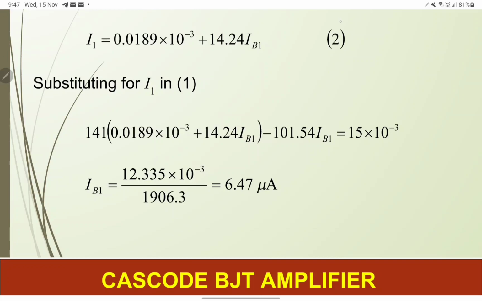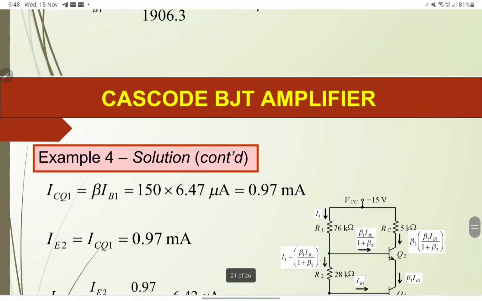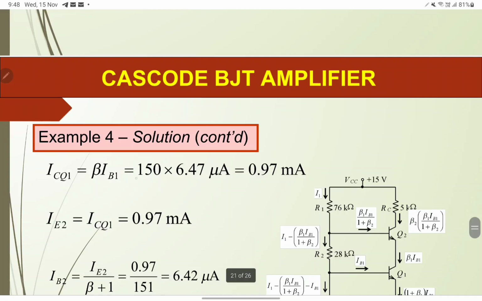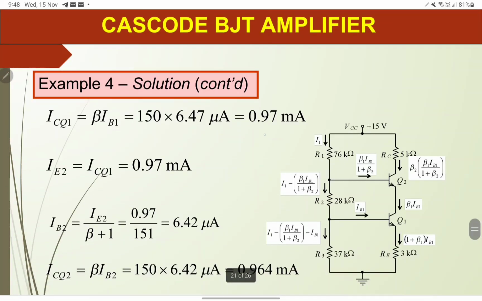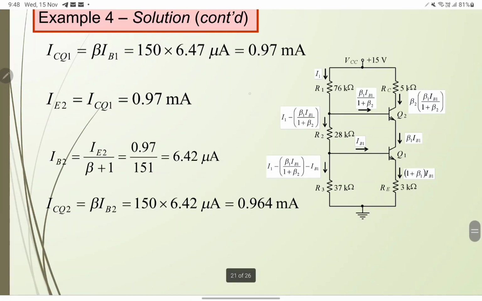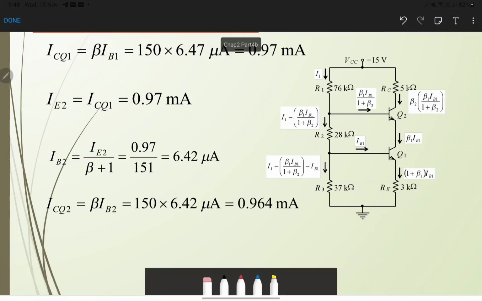So after you got the IB1, you can find and calculate the IC1. So IC1 equal to beta 1 IB1, and then you can get 0.97 milli. And then after getting the IC1, you can find the next stage, which is IE2. IE2 here equal to IC1. So IE2 is also 0.97 milliampere.